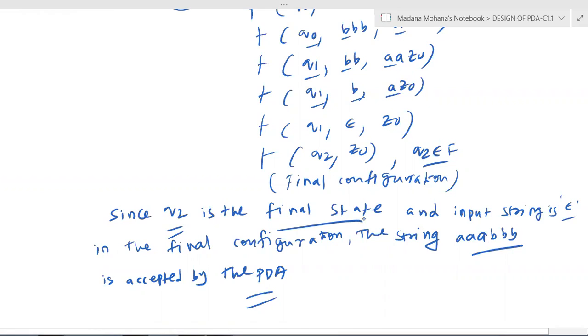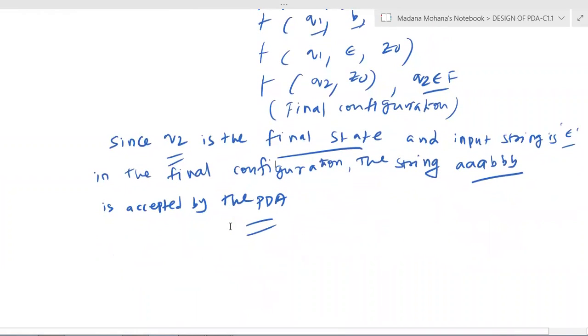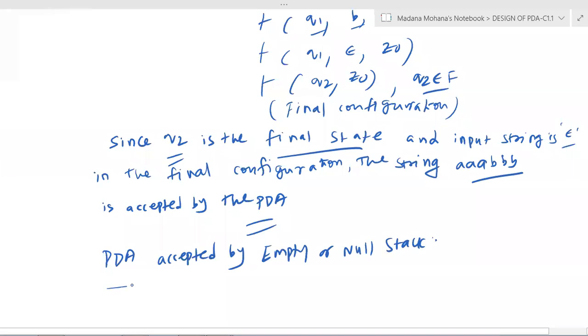So the same problem, by doing a slight modification, we can obtain a PDA which accepts by empty stack or null stack also. For that, by changing the final transition. So now, PDA accepted by empty stack or null stack. Only the last transition you need to change.